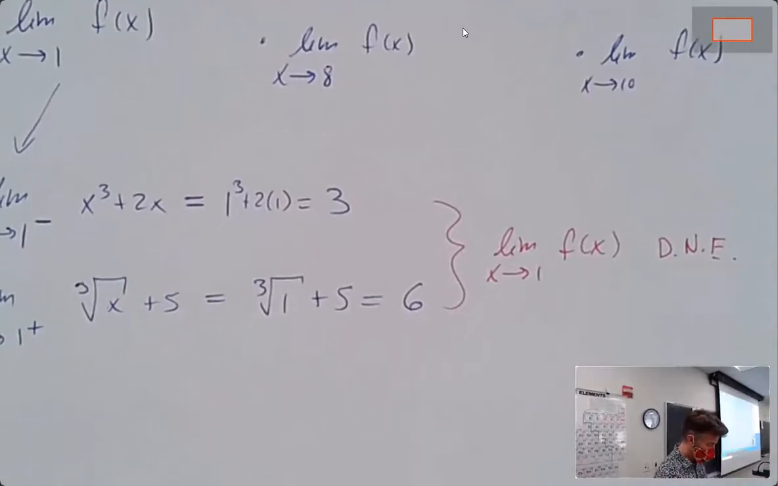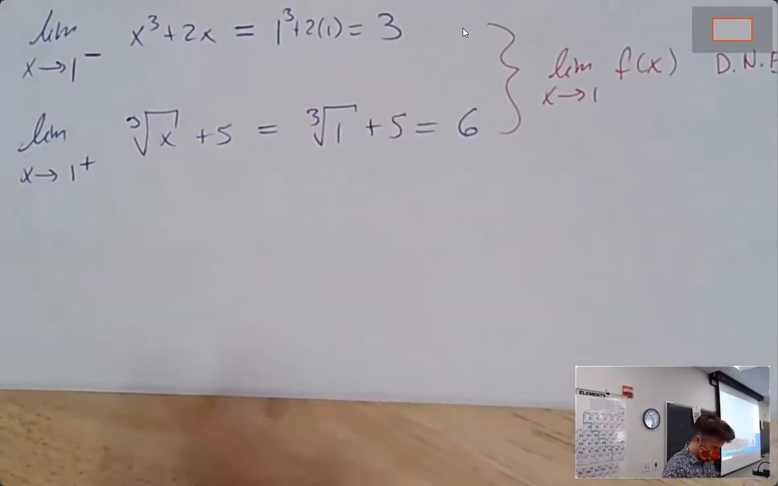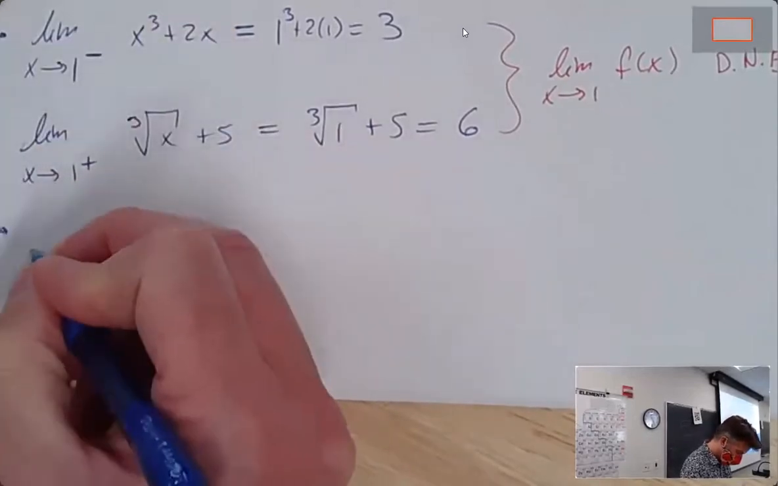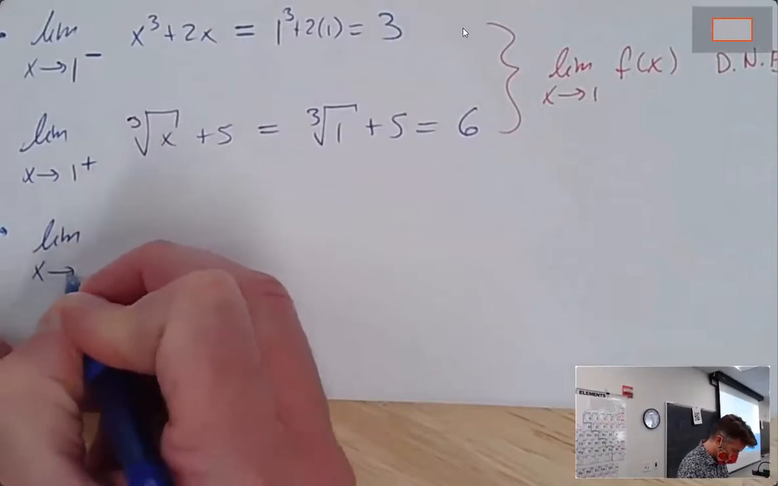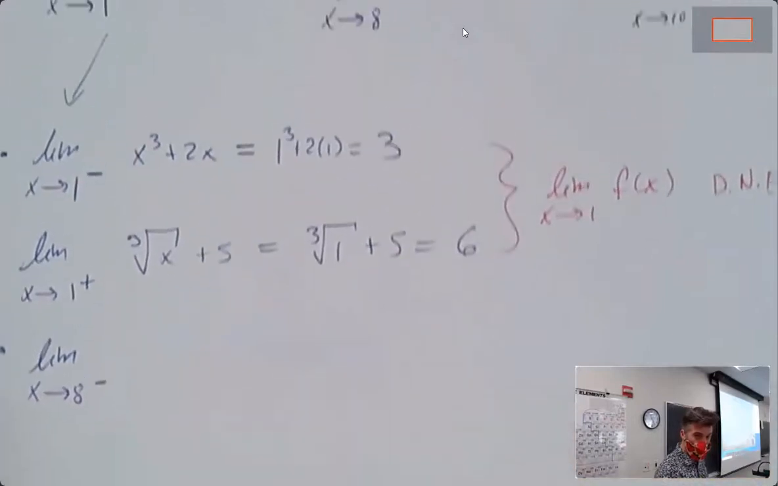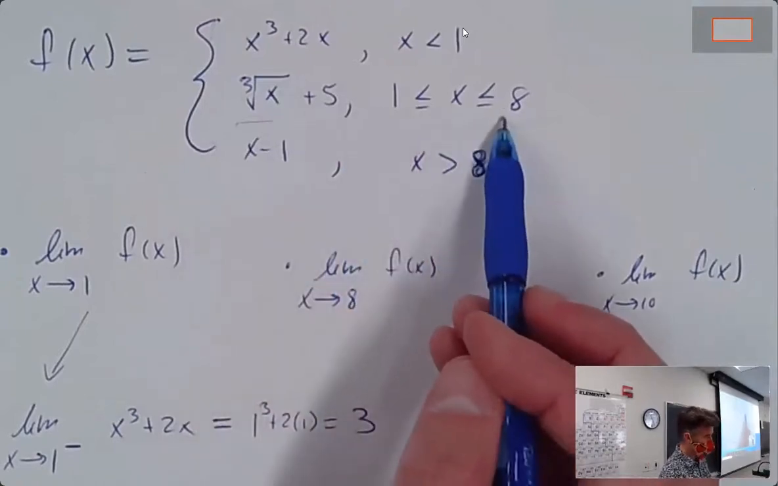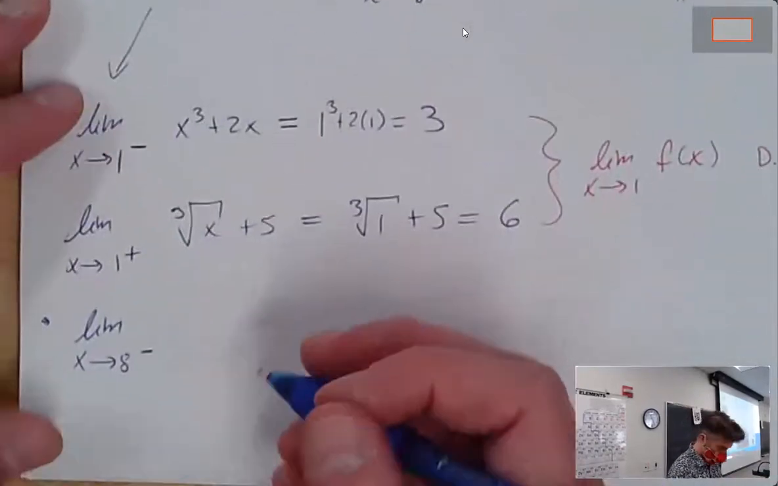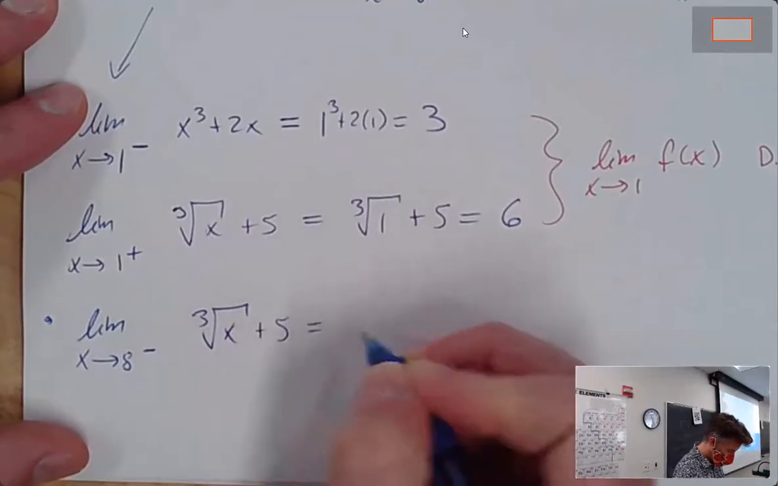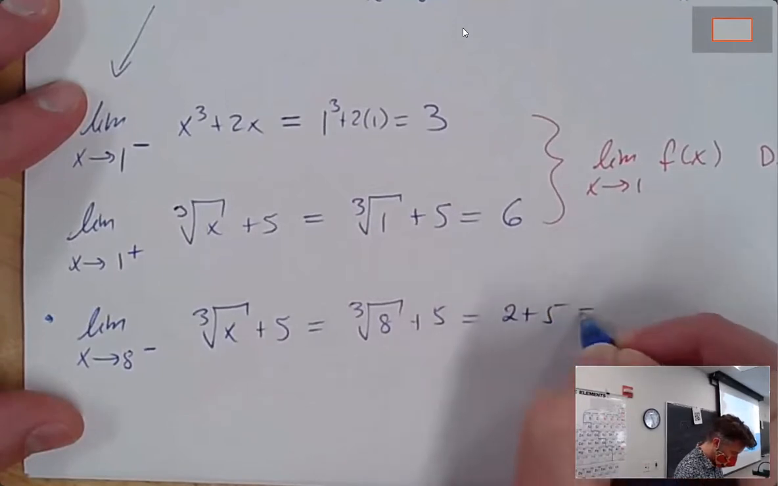Let's look at what happens when we approach 8. So let's approach 8 from both sides. Limit as x approaches 8 from the left. Well, we're using that same piece actually. We're going to be using this piece right here because that's when x is less than 8, but still close to 8. So we're taking the limit as x approaches 8 of the cube root of x plus 5, which is just going to be the cube root of 8 plus 5, which is 2 plus 5, which is 7.